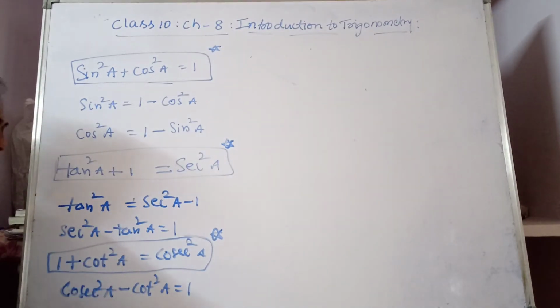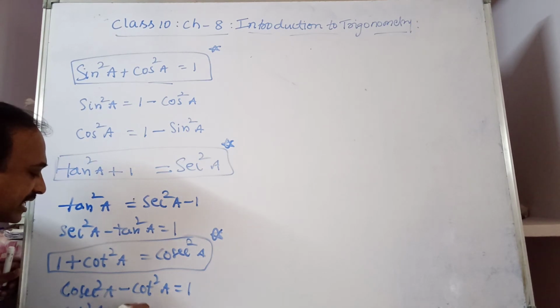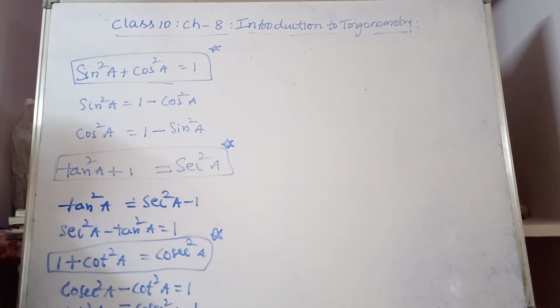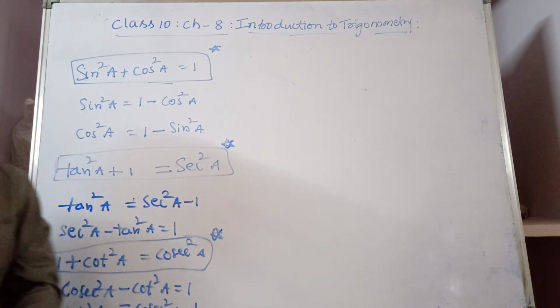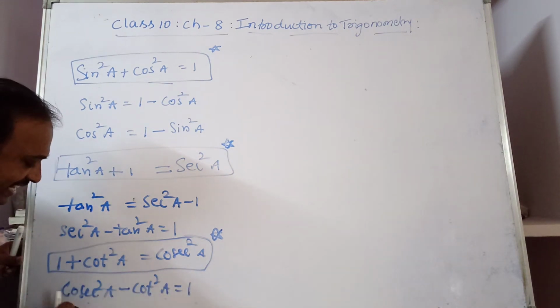From that we are getting these identities. Now cosecant square A minus cot square A is equal to 1. Transpose only 1 to that side, then you will have cot square A is equal to cosecant square A minus 1. These are the identities, so three identities.